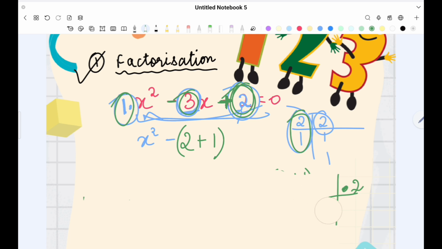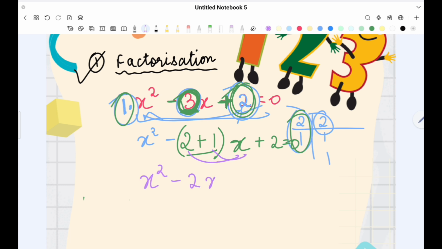Now let us solve it. X square minus 2 plus 1 x. We have just broken this 3 into 2 plus 1. Then we have written this is equal to 0. Now let us write by multiplying this individually with x. X square minus 2x minus x plus 2 is equal to 0.